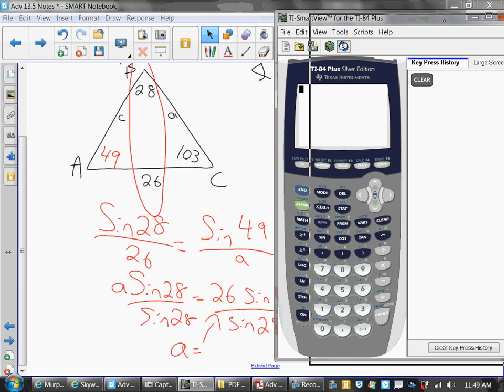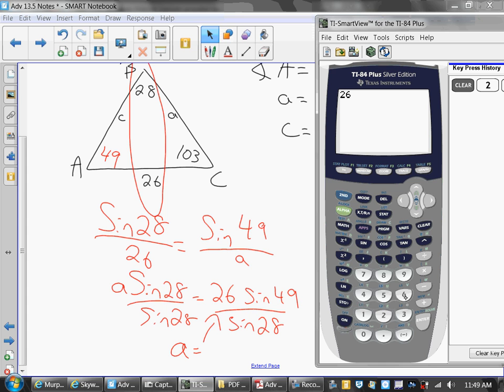So in my calculator, what I'm going to type is 26 sine 49 and hit enter right away. Now divide by sine 28. The reason why I'm hitting enter between those two, between the division part, is because 9 times out of 10 you're going to forget to close the parentheses on the numerator, and you will be wrong, and you won't realize it. So take care of the numerator, hit enter, divide, and then hit enter. It alleviates the issues that you guys usually have. Okay, it's a nice, easy way to remember it.